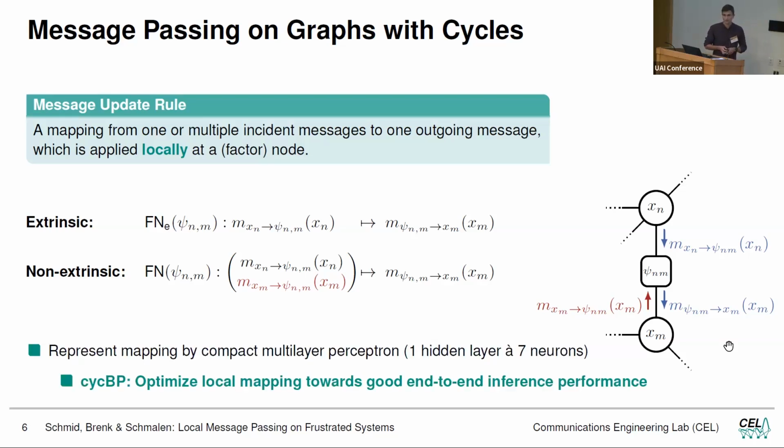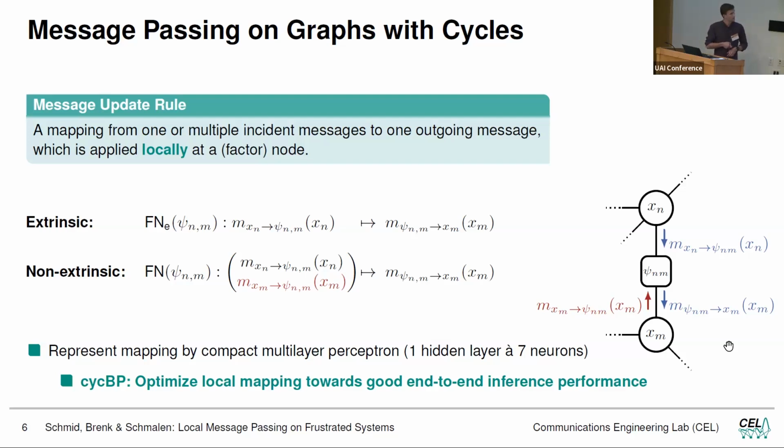And to do so, we just used a very small neural network, only one hidden layer with 7 neurons, because these mappings are quite simple. And the idea is now to apply message passing in the graph. And at every node, we apply this very simple mapping and tune this neural network in an end-to-end procedure towards a good marginal inference performance. And so we are finding, or hope to find, a good mapping, which is better suited for cyclic graphs.